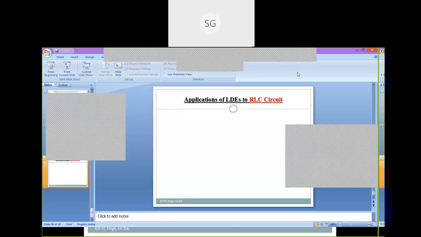So we will move on to the RLC circuit. But before moving on to the RLC circuit, I want to hear from you: have you ever come across first order or any differential equation? Because the solutions, these are the applications of the RLC circuit.